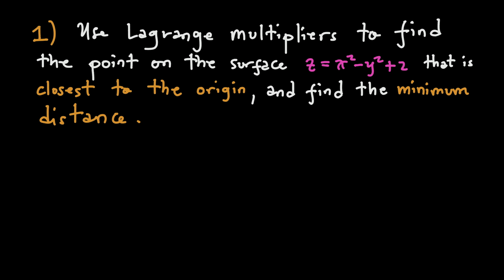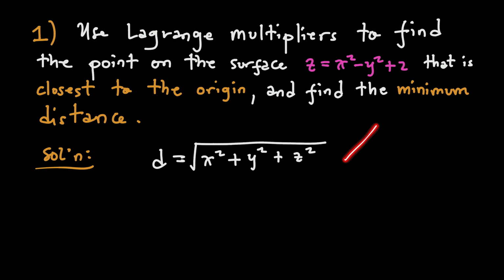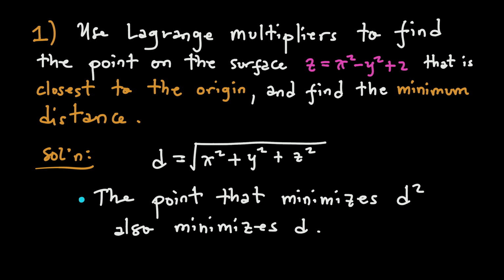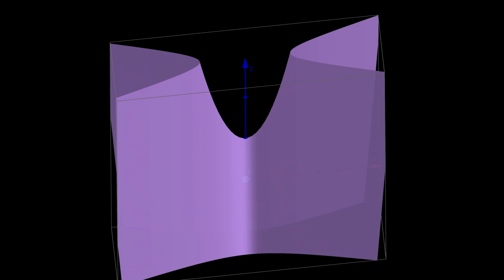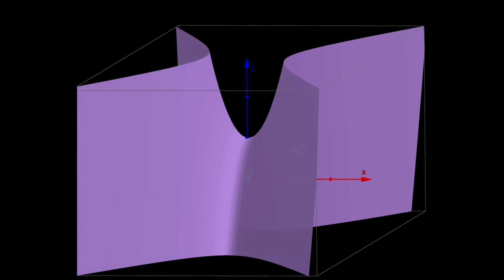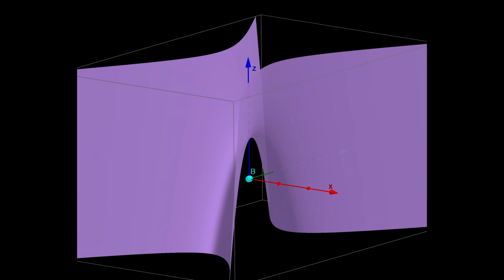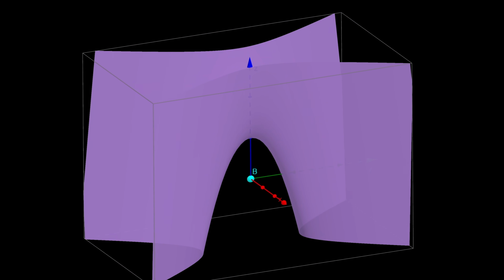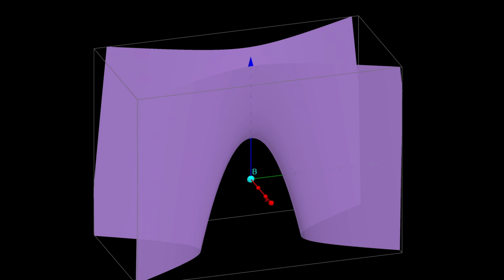Now, in this type of problem, there is a clever trick which simplifies the process. Since d is the function that needs to be minimized, the point which minimizes this value coincides with the point which minimizes the square of this distance. To put this into perspective, graphing the surface gives us a hyperbolic paraboloid. Notice that from this illustration, you cannot directly tell which point on the surface gives the closest distance from the origin.